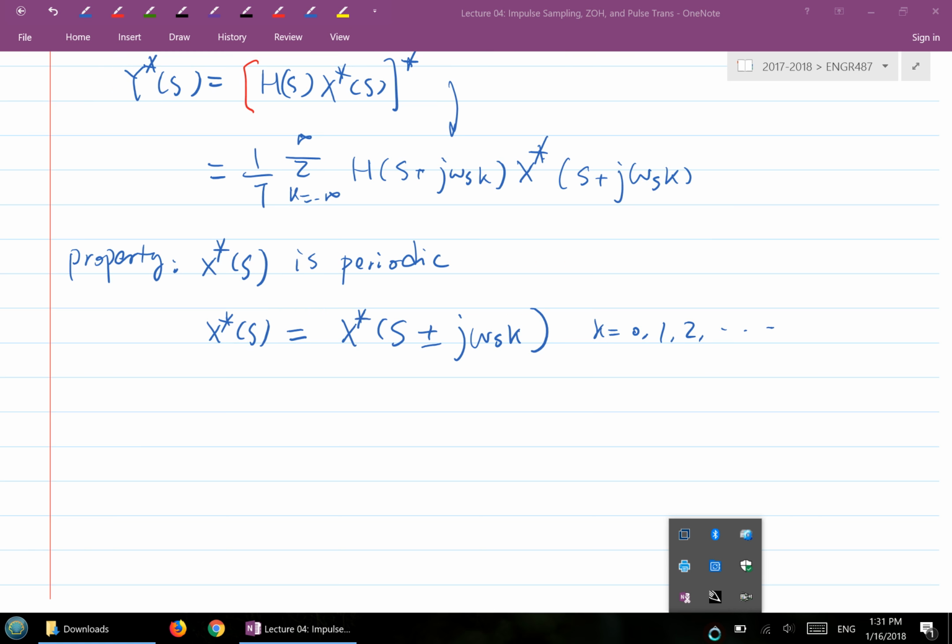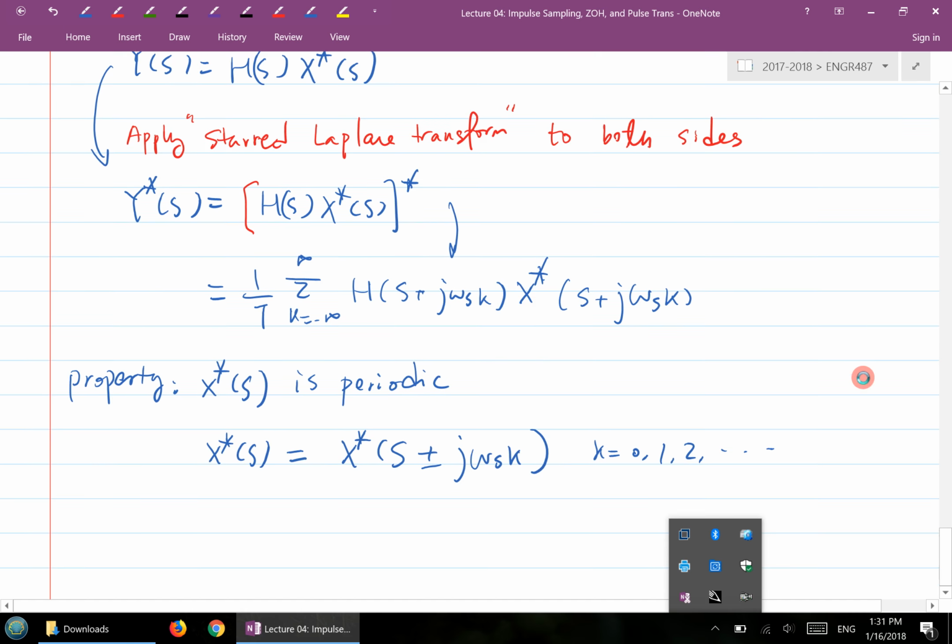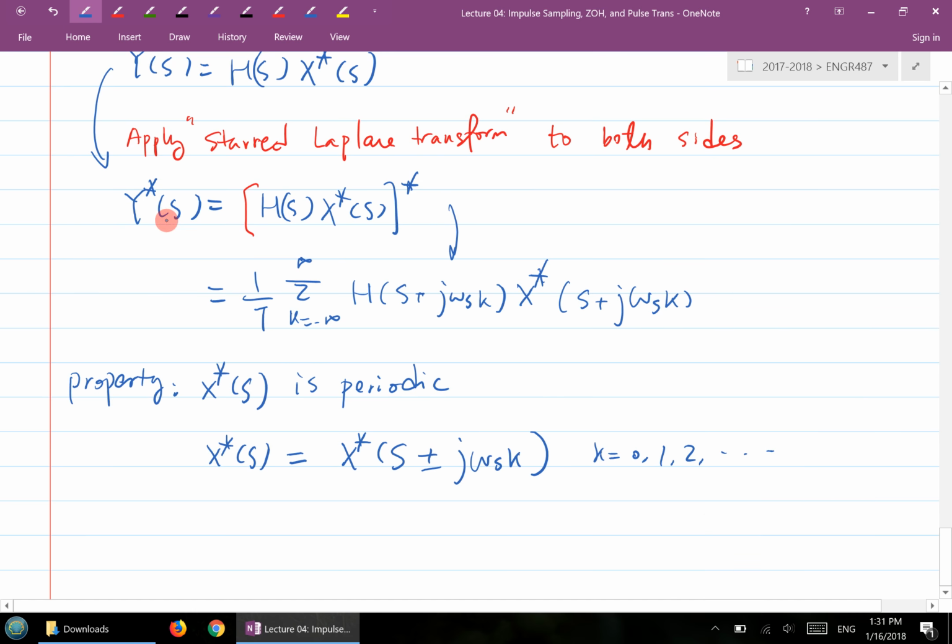So if you come back to this y star of s, this second term, this x star here, is basically x star of s, because it's periodic. This property here, it's periodic.